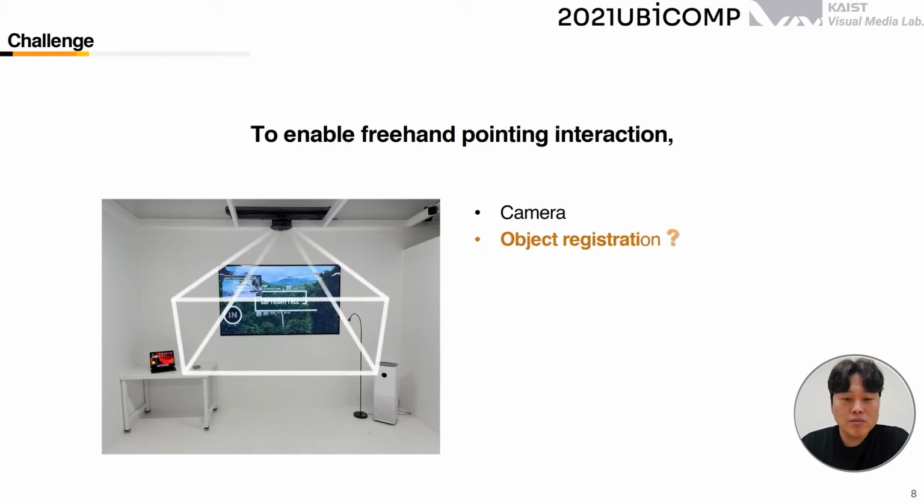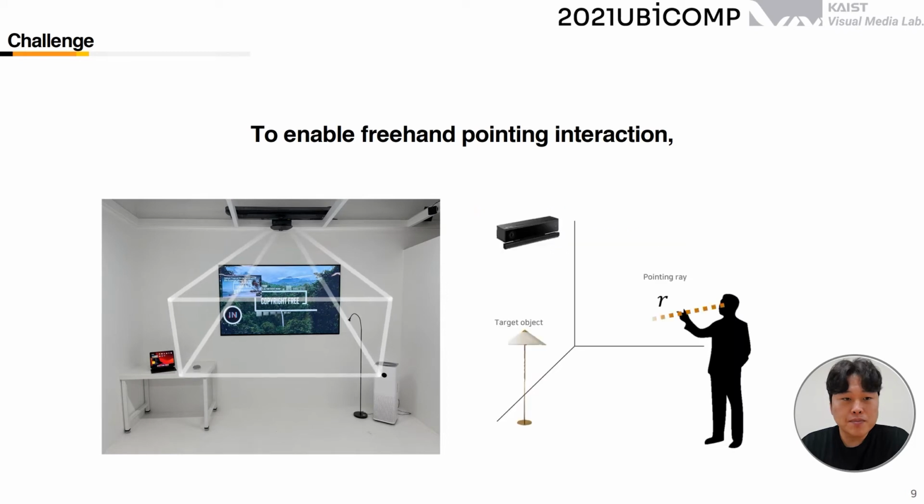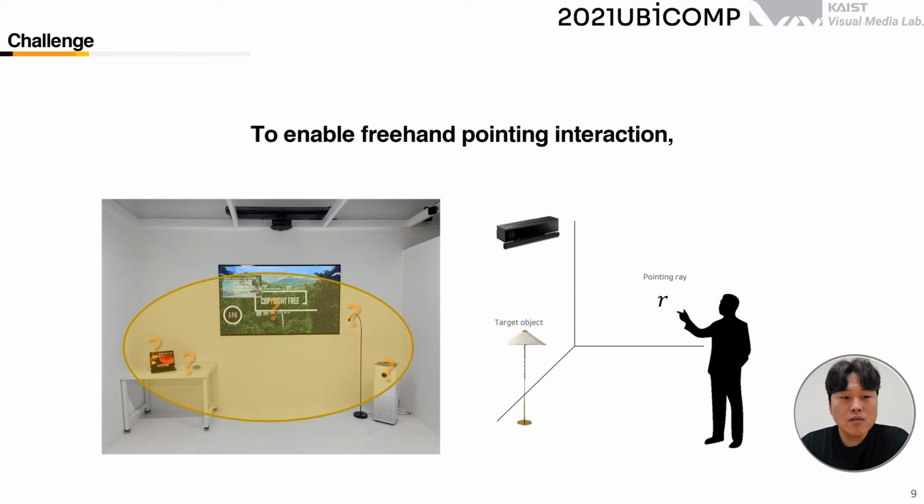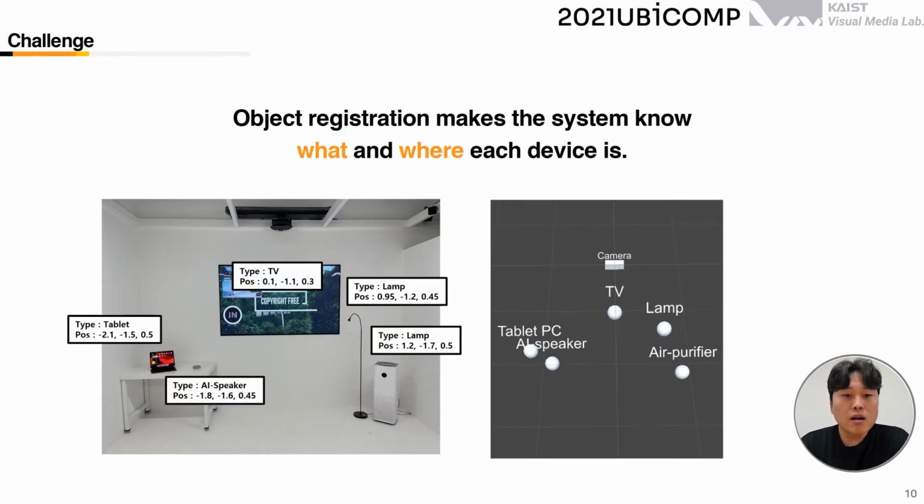Then, what is object registration? The absolute media pointing interface identifies the object pointed to by the user via raycasting. However, at first, the system does not know what and where devices are in the camera coordinate system. Object registration makes the system know what and where each device is in the camera coordinate system.